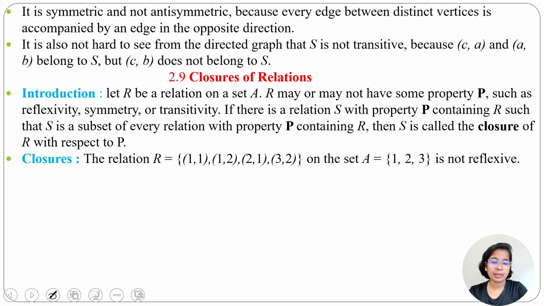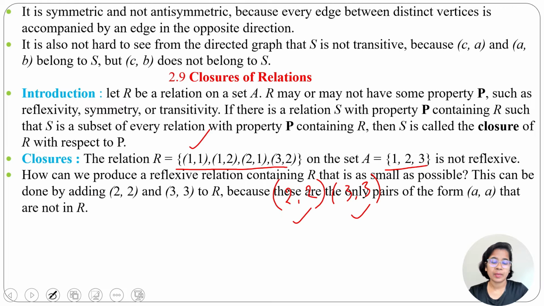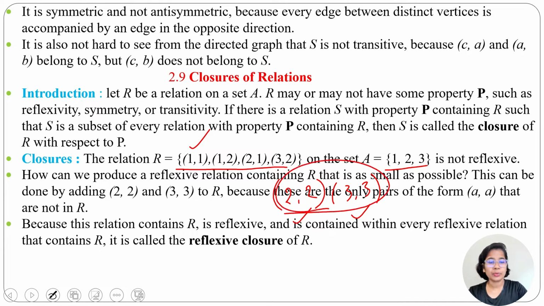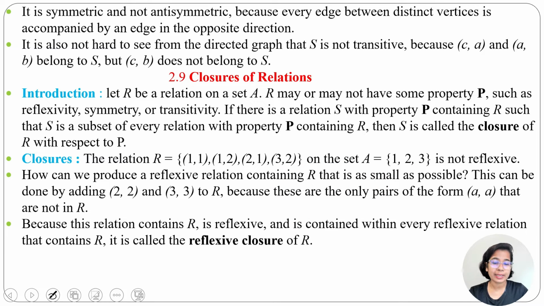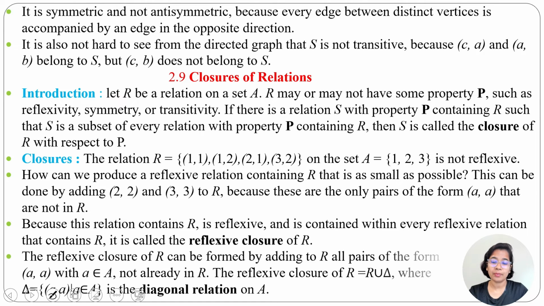Let R contain (1,1), (1,2), (2,1), (3,2) on the set A containing 1, 2, 3. This relation is not reflexive. So to make it reflexive, we can add (2,2) and (3,3). The new relation having (2,2) and (3,3) is called the reflexive closure of R. We can add some more other pairs, but minimum it should add (2,2) and (3,3). Because this relation contains R, is reflexive, and is contained within every reflexive relation that contains R, it is called the reflexive closure of R.